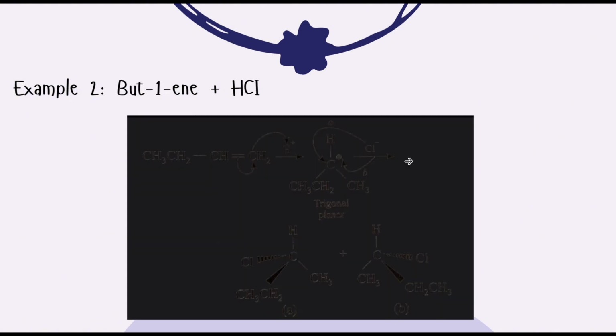So example number 2 is 1-butene plus HCl. The reaction of 1-butene with hydrochloric acid in hydrohalogenation follows the Markovnikov rule. The hydrogen atom adds to the carbon with more hydrogen substituents, and the chlorine atom adds to the more substituted carbon. The result is the formation of 2-chlorobutane as the major product.